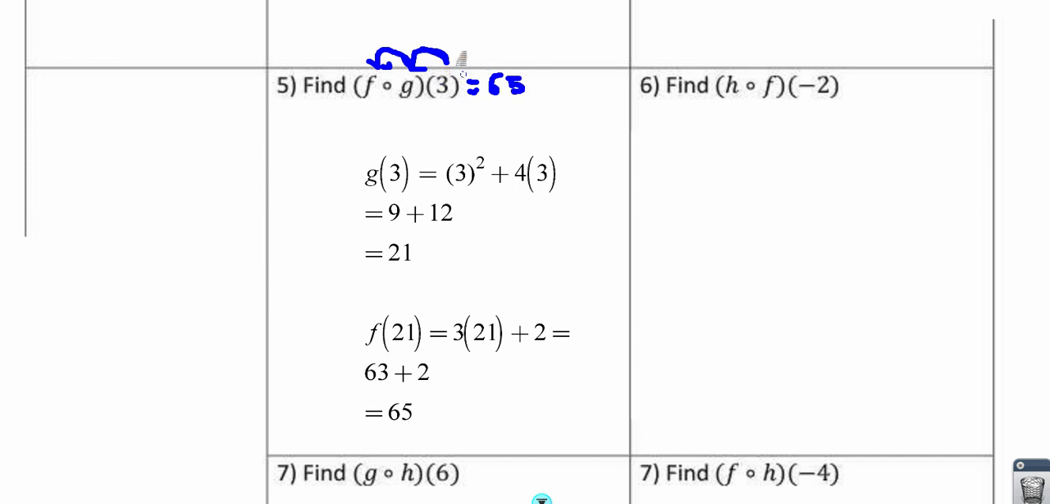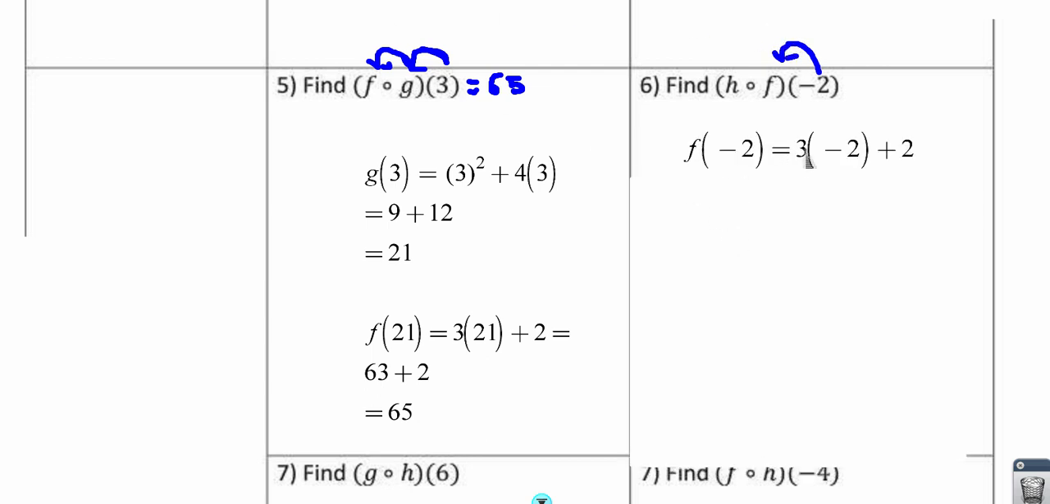So I work right to left. I plug my number into my first function, and then I plug my answer from that into my second function. Let's do the same thing for number 6. I'm finding h of f of negative 2. So I'm going to plug negative 2 into the function f. f of negative 2 is 3 times negative 2 plus 2. 3 times negative 2 is negative 6. Negative 6 plus 2 is negative 4.